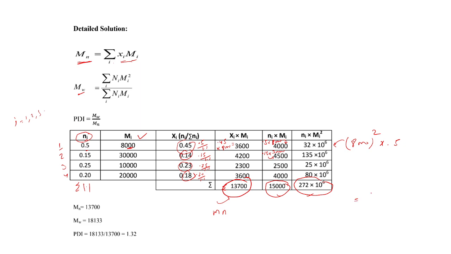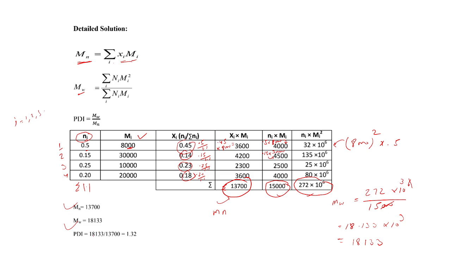So you need to find out Mw. 272 divided by, so 30 will be cancelled with 3. Then 272 divided by 15. So you will get 18.133 into 10 power 3. Or if you multiply this 10 power 3 here, you will get 18,133. So this is the answer here.